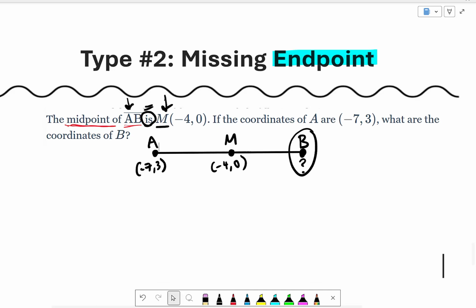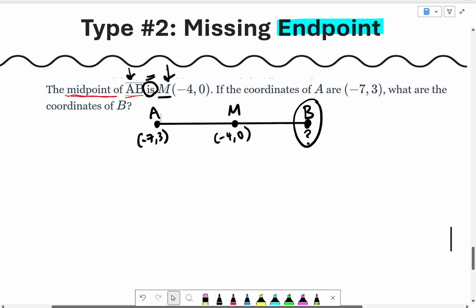Okay, so first we need to write the names. So A is x1, y1, B is x2, y2, and we don't have that. And then the midpoint is x3, y3.